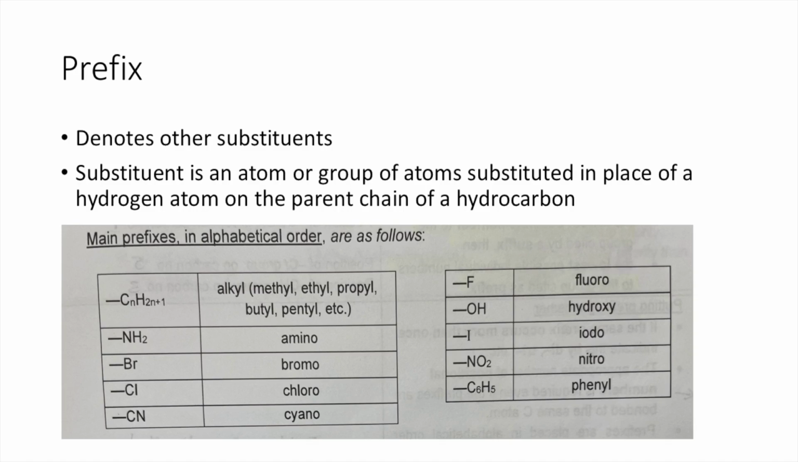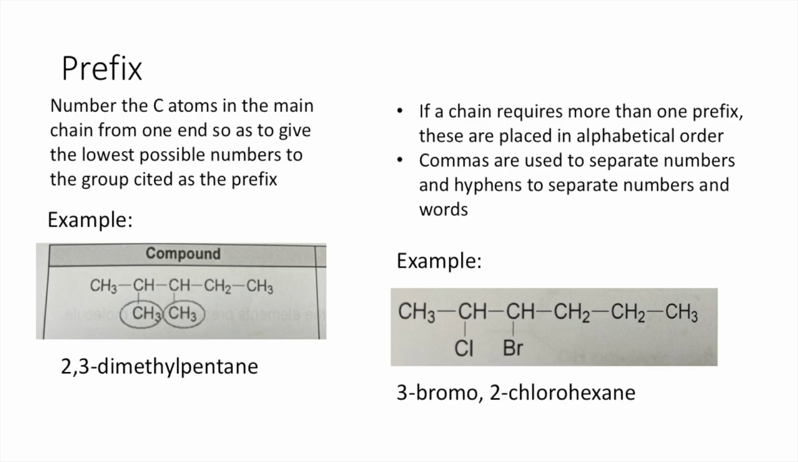The prefix comes before the stem and refers to substituents attached to the parent carbon chain. The table below shows the possible substituents that may be attached to the carbon chain. So if there's an NH2 attached to the carbon chain, we name it amino. If there's a bromine atom attached to the primary carbon chain, we name it bromo. You have to follow some rules when inserting the prefixes.